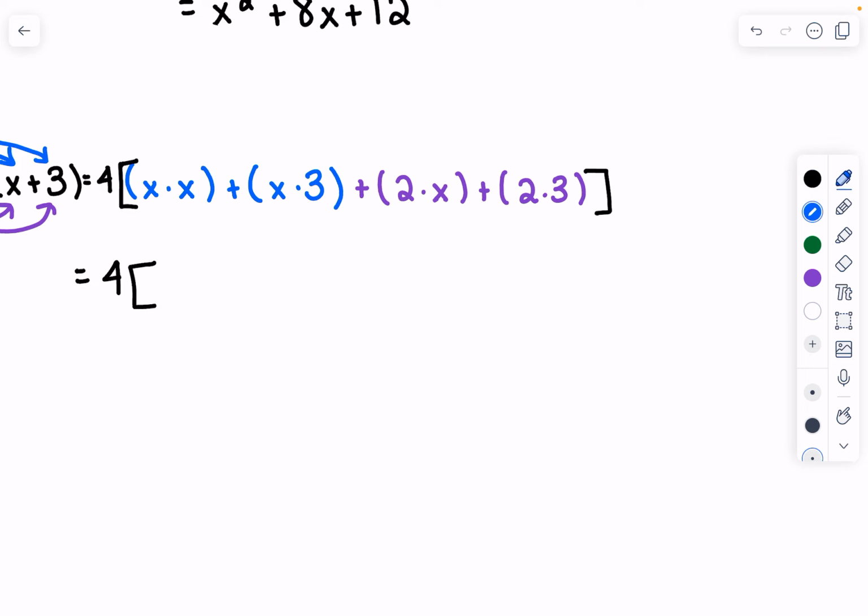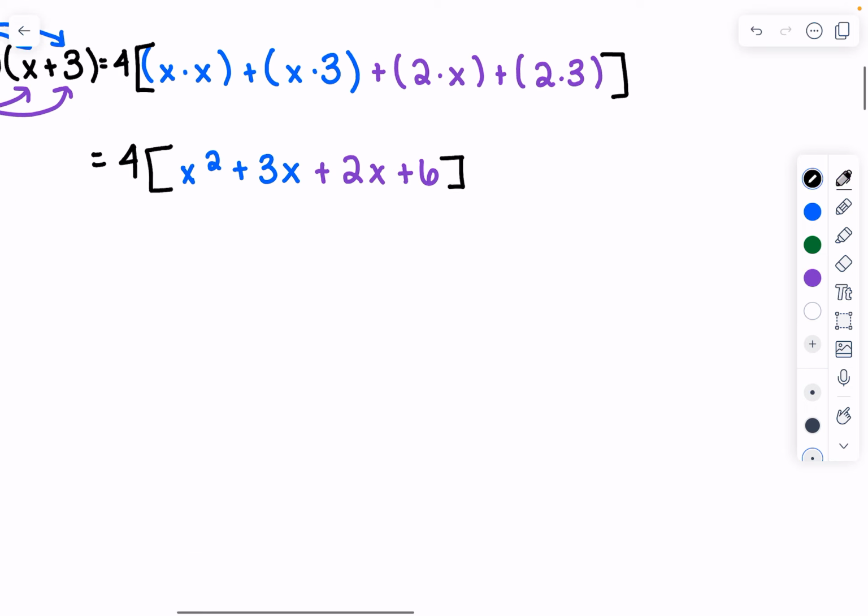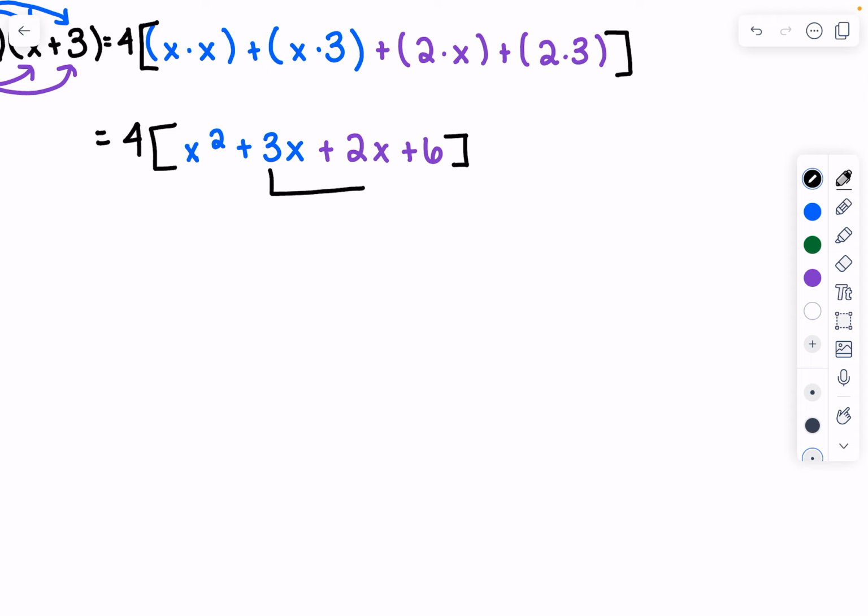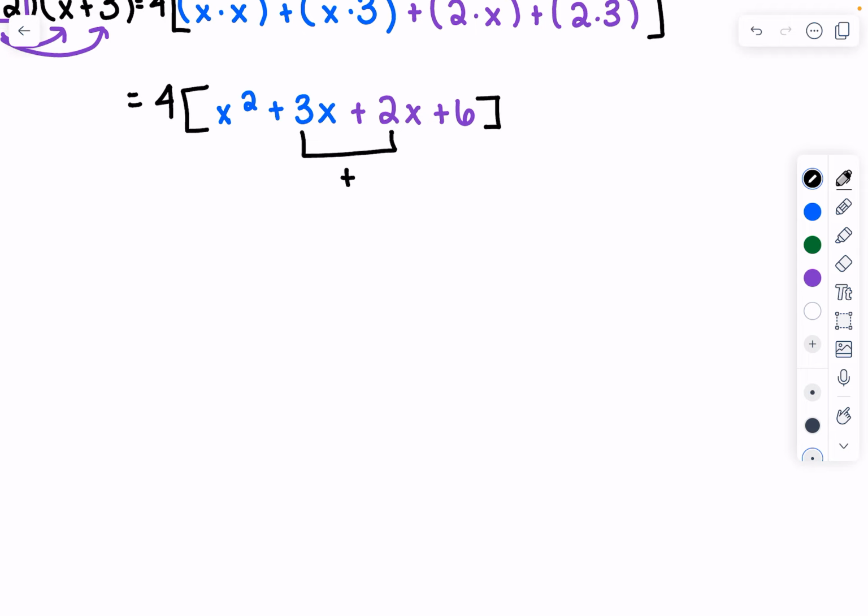I am going to take x times x, and I already know that is x squared. I then have x times 3, it's 3x. I'm moving on to the next. I have 2 times x, which is 2x. And then I have 2 times 3, which is 6. Okay. I'm going to do the last step exactly as before. So I'm going to take the 2 middle terms and add. If I have 3 of something, I add 2 more. I'm going to have 5.